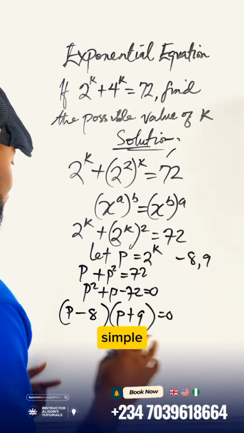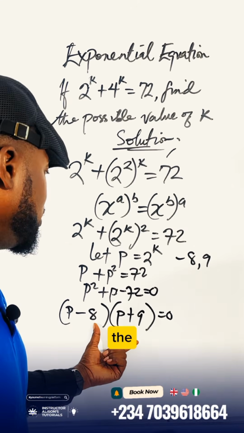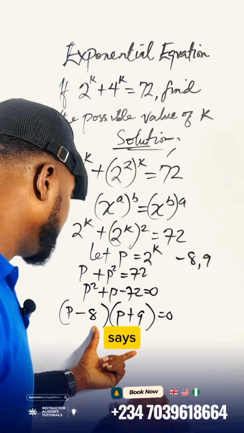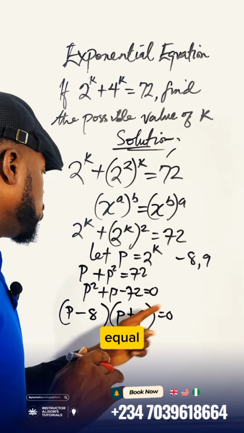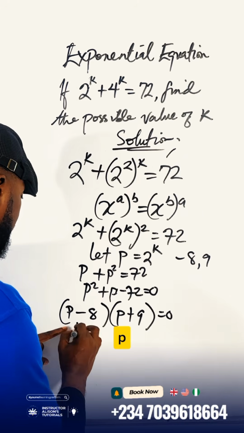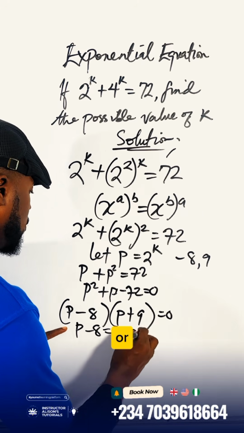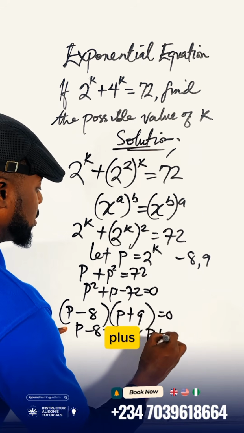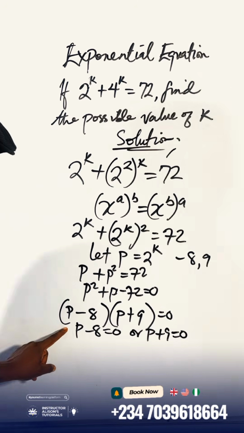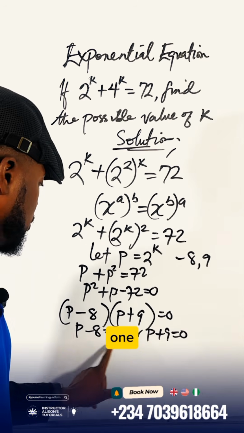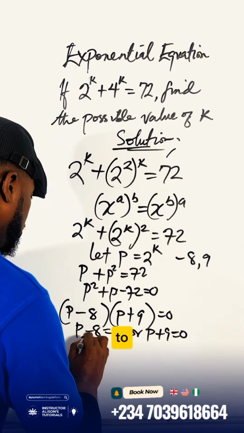Pretty simple. If you apply the zero product property, which says that if these 2 quantities multiply to equal 0, it's either p minus 8 equals 0 or p plus 9 equals 0. So if I move this one over this way, I will have p equal to 8.